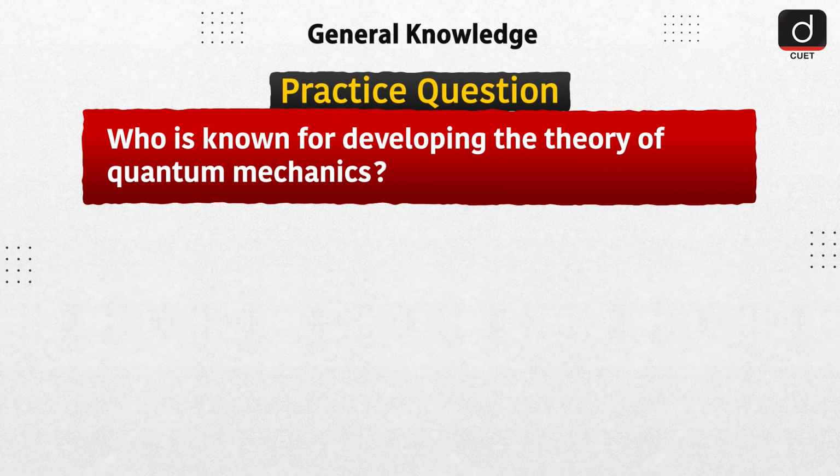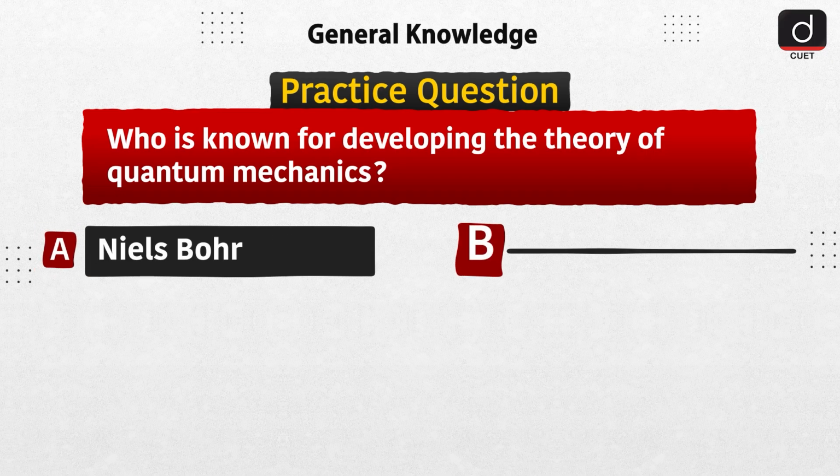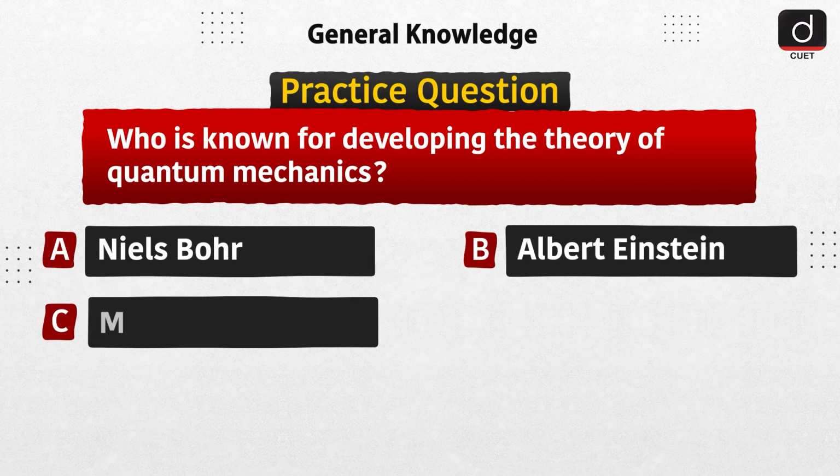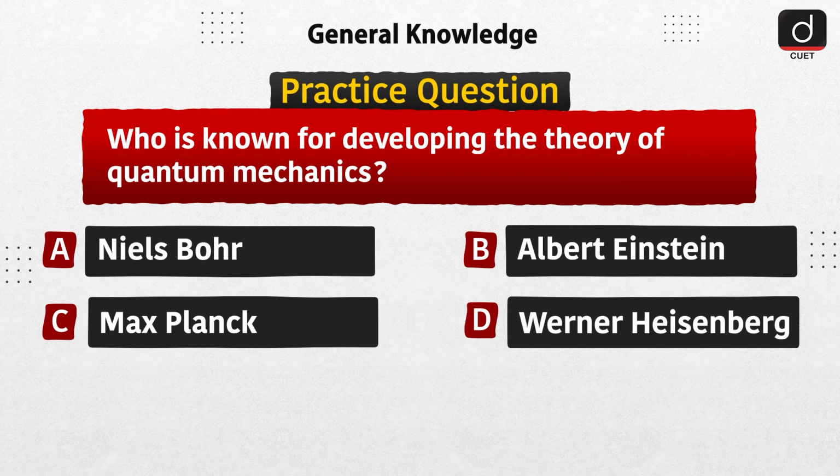Now it's time for practice question. Who is known for developing the theory of quantum mechanics? A. Niels Bohr, B. Albert Einstein, C. Max Planck, D. Werner Heisenberg.